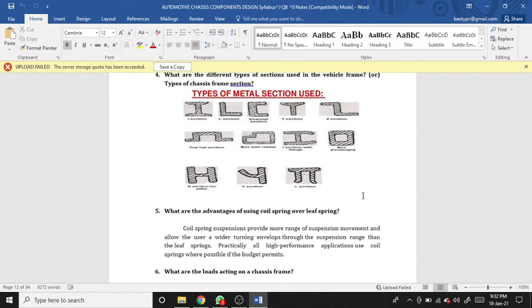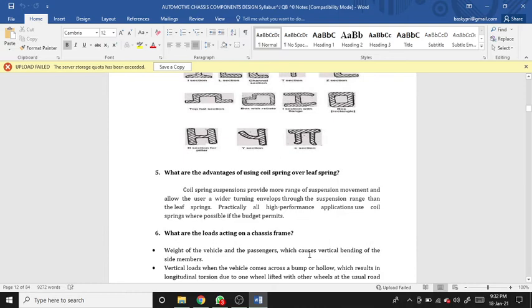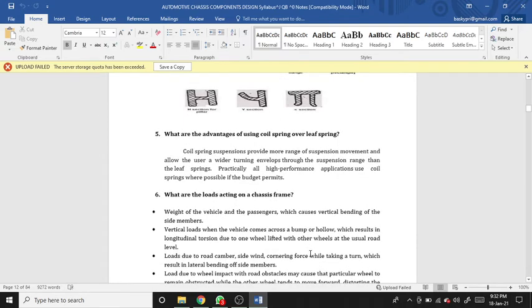Then, what are the advantages of using coil spring over the leaf spring? So, generally, if you take the leaf spring, we can use it for heavy duty purposes. For example, if you take a Taurus and all, in that lorry, we can see the leaf spring on the rear side. Okay, the leaf spring is attached to the frame. If you take a coil spring, we can use it for light duty vehicles as compared to heavy duty vehicles. For light duty purposes, we can use the coil spring.